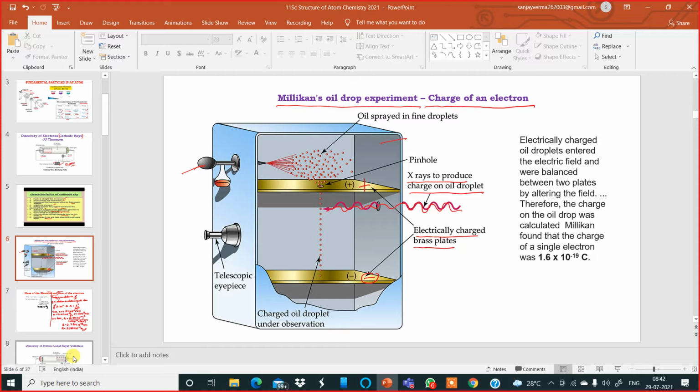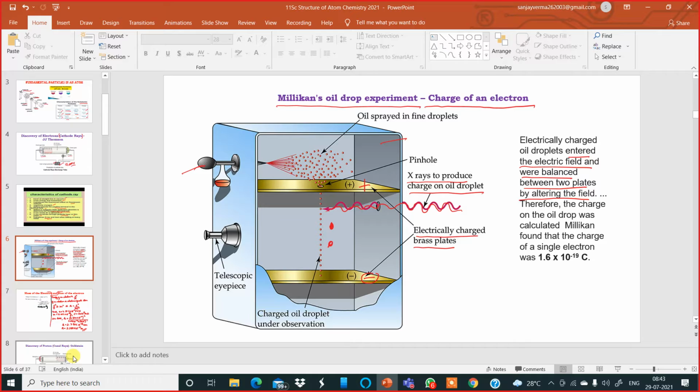So this Millikan's oil drop experiment, whose details you'll have to learn only when you pursue higher chemistry after class 12, but here this much illustration is sufficient. By this method, electrically charged oil droplets entered the electric field and were balanced between the two plates by altering the field. If you increase or decrease the field, the oil droplets were balanced somewhere in the center between the two plates, and their movement was controlled up and down. By this movement, the charge of an electron was calculated.